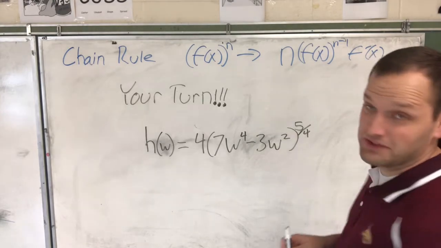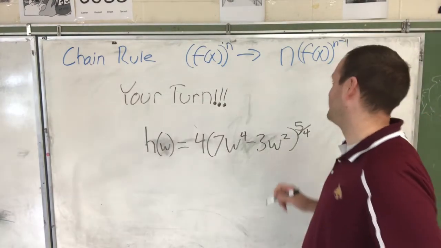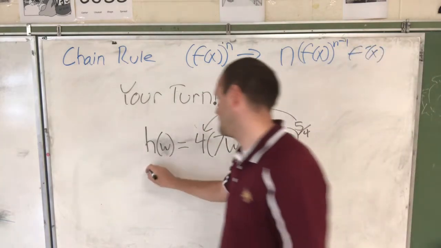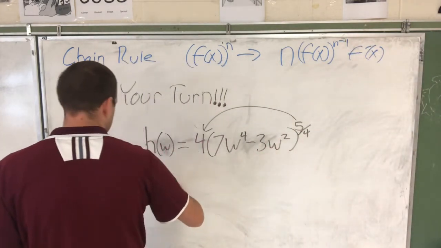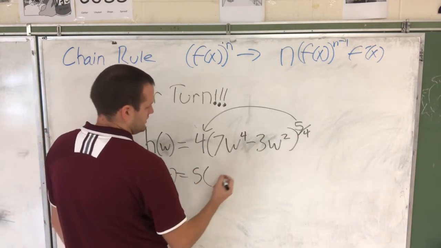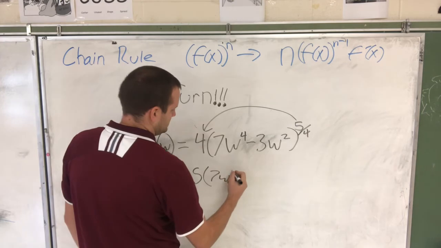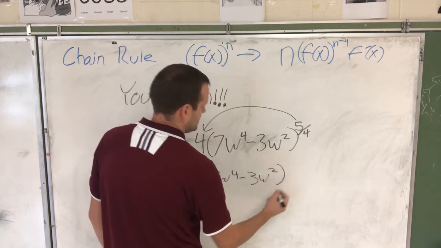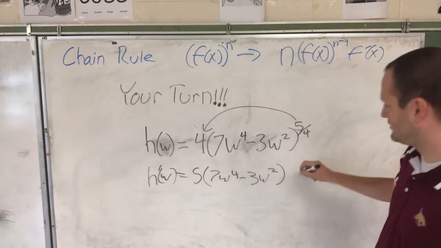Okay, you should pause the video. You should have the answer by now. Let's give it a try. So we're going to take the 5/4, we're going to multiply it by 4 to get our derivative. That's going to give me 7w^4 minus 3w squared. What's 1 less than 5/4? It would be 1/4.